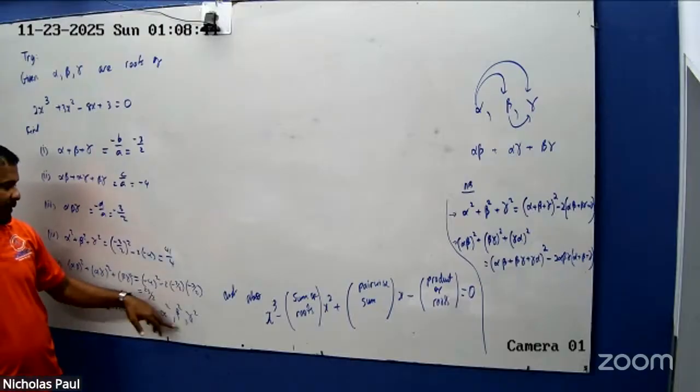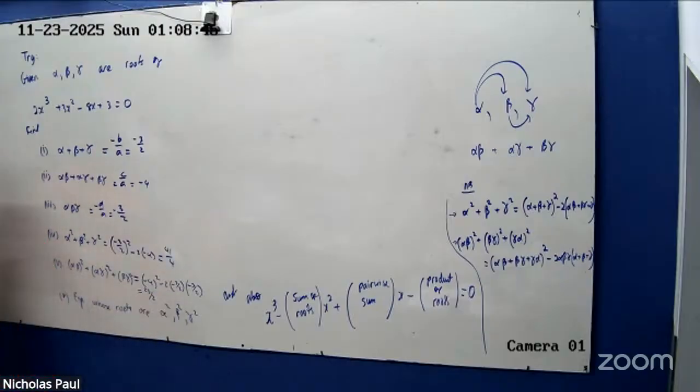16, 9, 9 on 2, 4.5, 16, 11. 11.5. Yeah, that's correct. 11.5. Check back your signs. There's 2 minuses here.